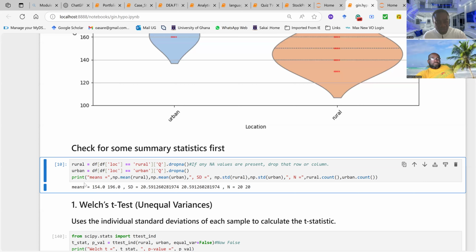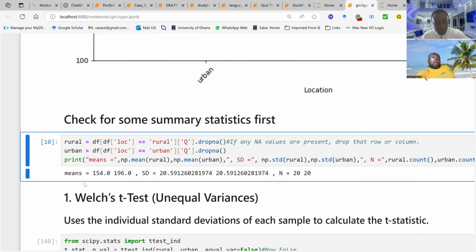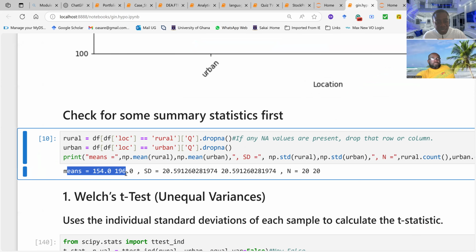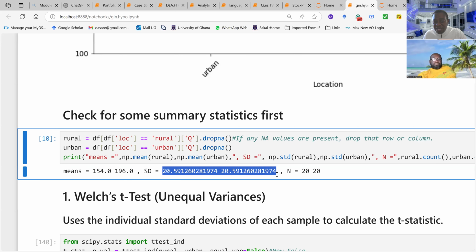And there you go. So you can see from the result that the mean for the rural is 154, and the mean for the urban is 196. So you can see that the urban is consuming a lot more akpeteshie than the rural. But the question is, is that significant? That's all we want to know. Now look, their standard deviations are almost the same. The sample sizes for the two of them are almost the same. This is sort of equal variances. That's what you see there.